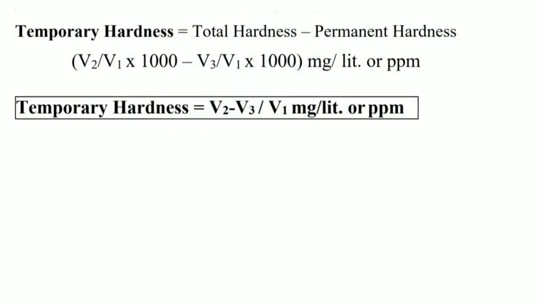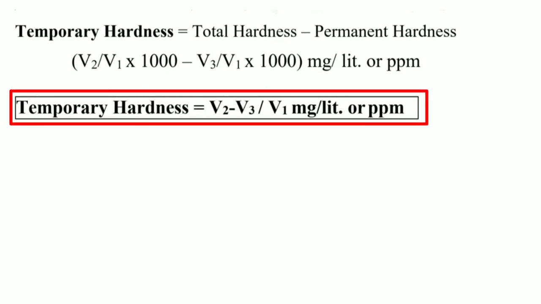Now step number 4, temporary hardness. The total hardness minus permanent hardness is equal to temporary hardness. In this way, we can find out the total, temporary and permanent hardness of water.